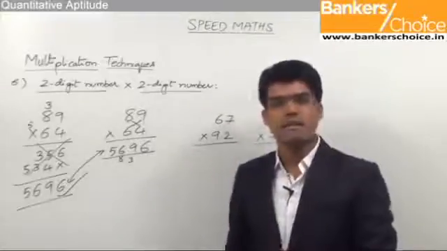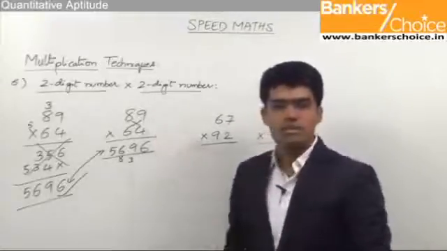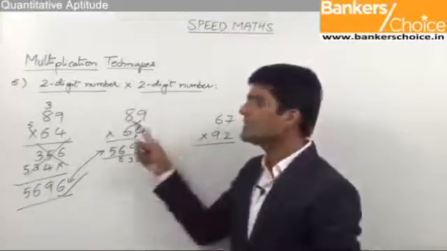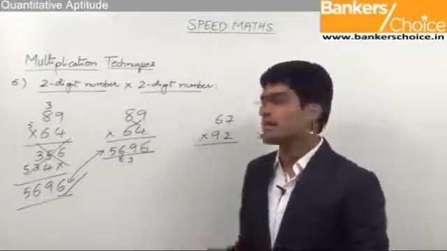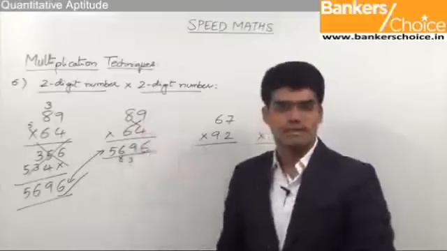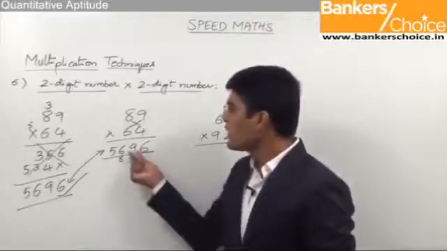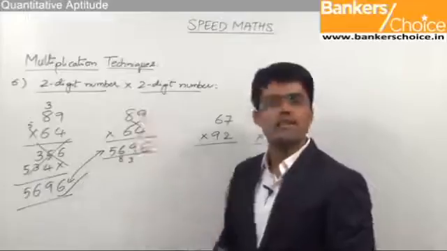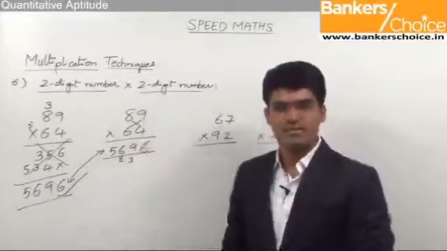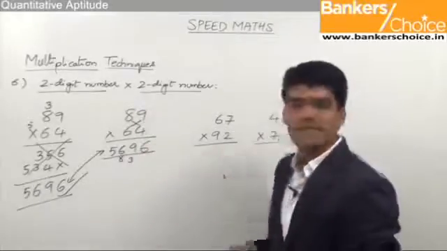The three simple steps here are: first, multiply both the units places; second, cross multiply the units places with tens places; and the third step is multiplication of tens places. In each step, we take only one digit in the answer and the other digit gets carried forward till we obtain the last step. So let us take a few more examples to understand this.